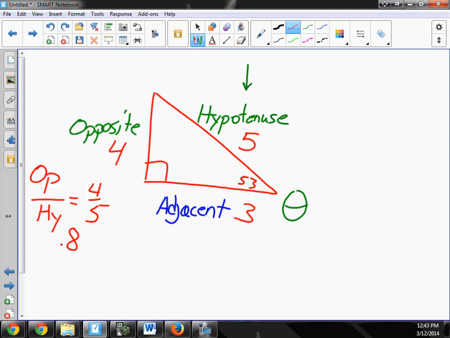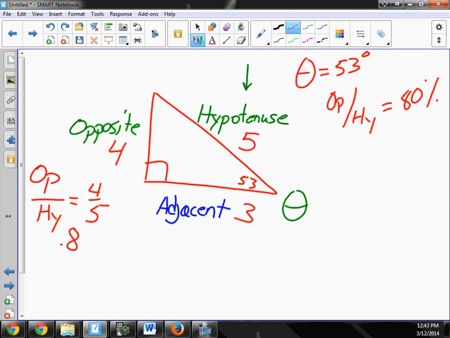The decimal, turn it into a percentage, 0.8. So that means if theta is 53 degrees, then the opposite side is 80% as long as the hypotenuse. Okay? Does that make sense? So when theta equals 53, then the opposite side divided by the hypotenuse is 80%.